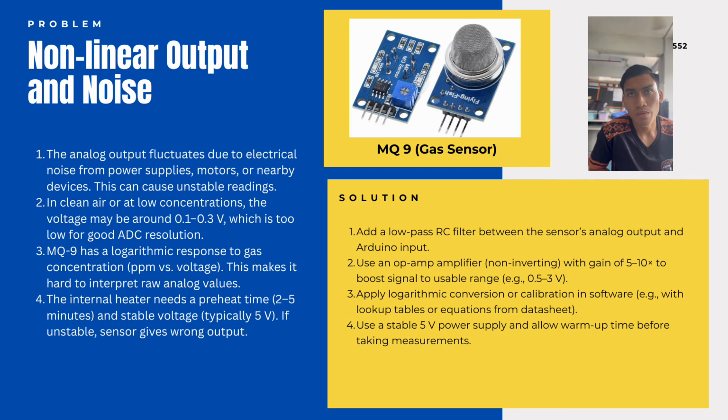So the solution we make, first, add a low pass RC filter between the sensor analog output and the Arduino input. Second, use a non-inverting op-amp amplifier with gain 5 to 10 times to boost the signal to a usable range. Third, apply logarithmic conversion or calculation in software. Fourth, use a stable 5 volt power supply and allow a warm-up time before taking measurements.